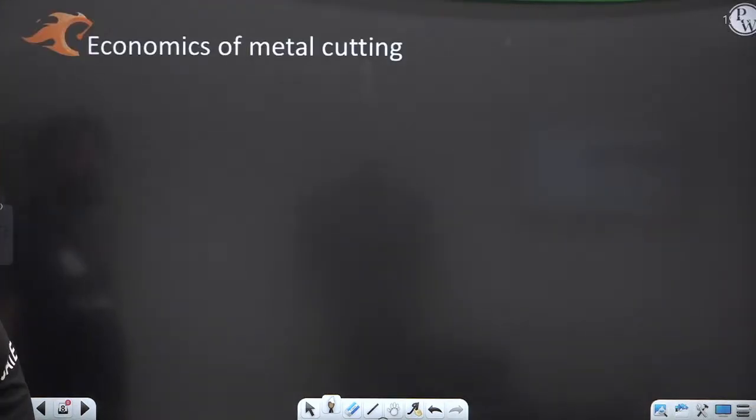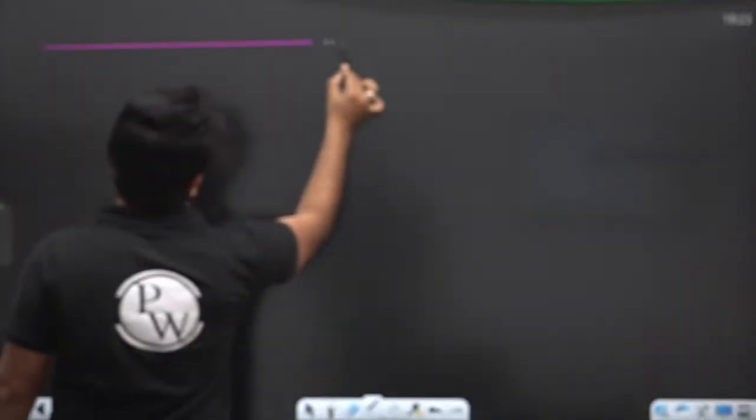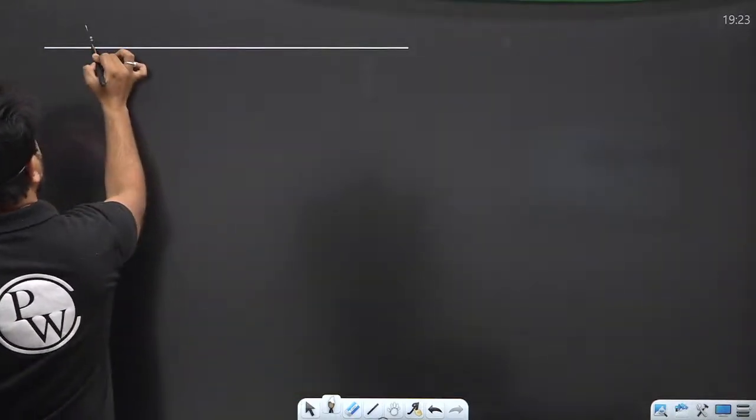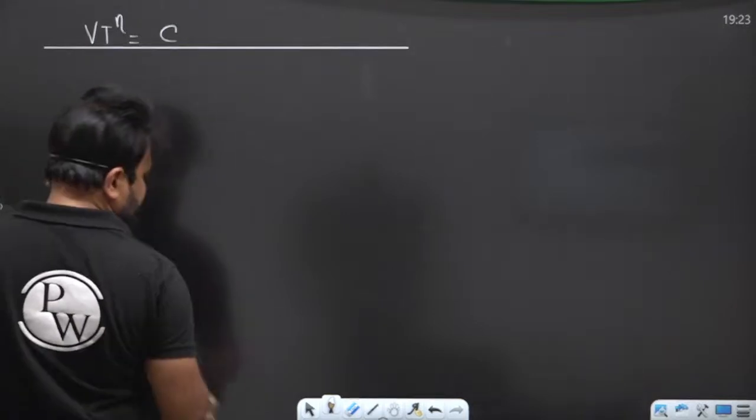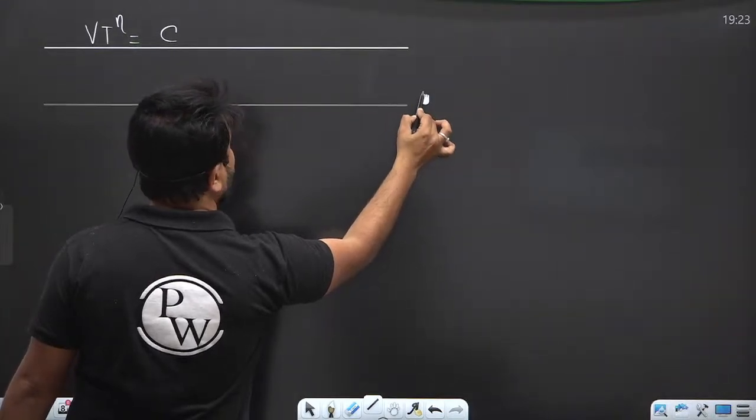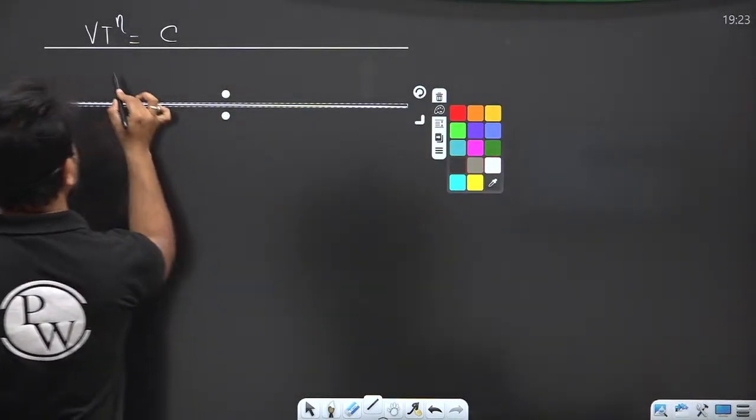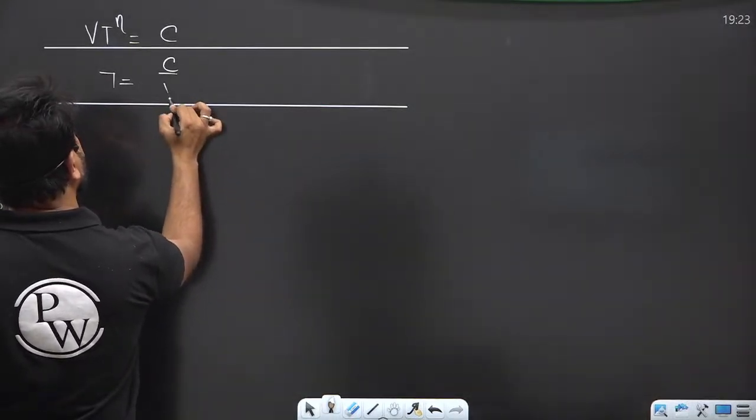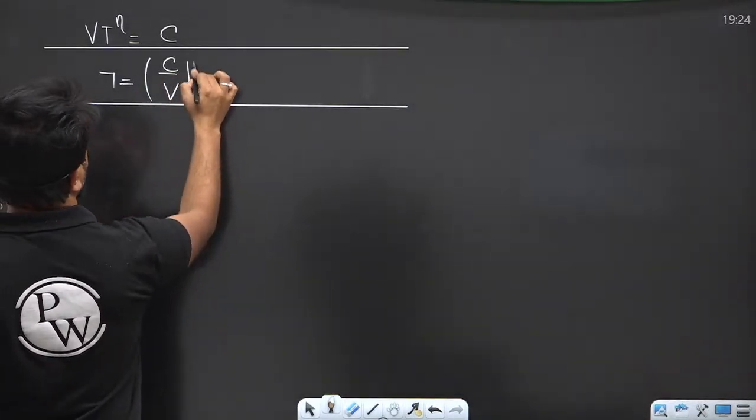Now let's move to the economics of metal cutting, my dear. But before moving to the economics of metal cutting, let me further discuss this relation. Again, what is the equation? You have seen the equation is V t to the power n. Here t is the tool life, and I can write t equal to (C by V) to the power 1 by n.